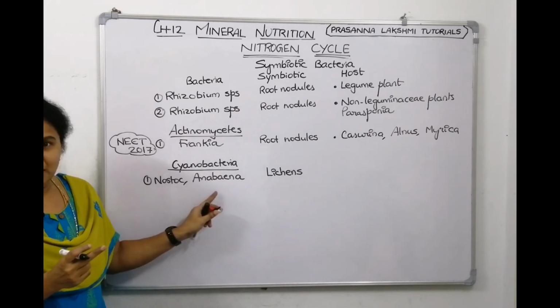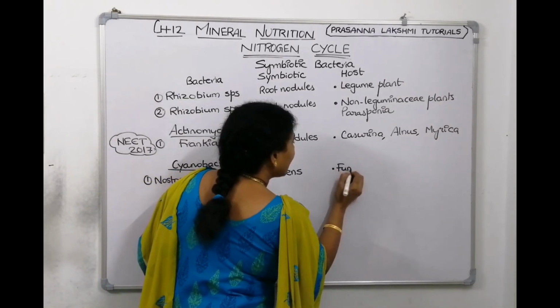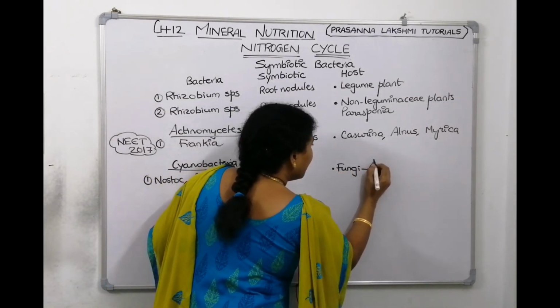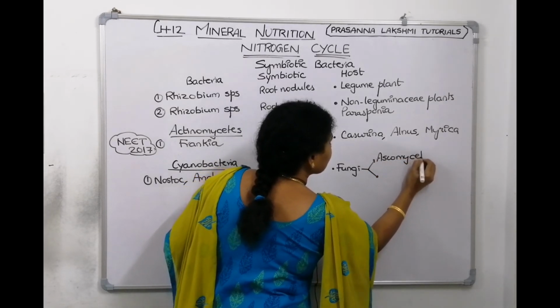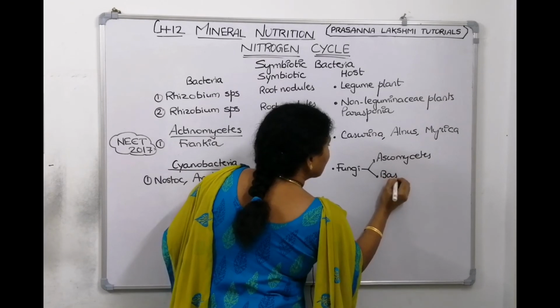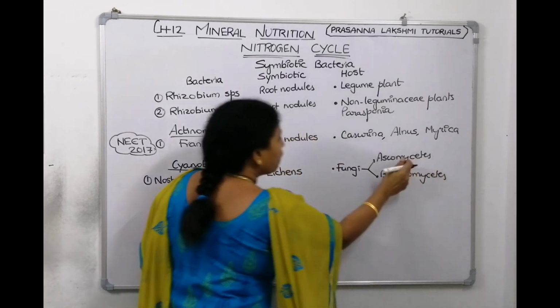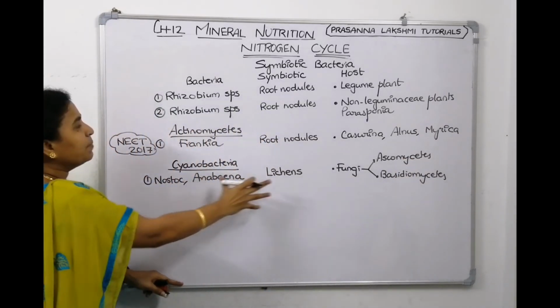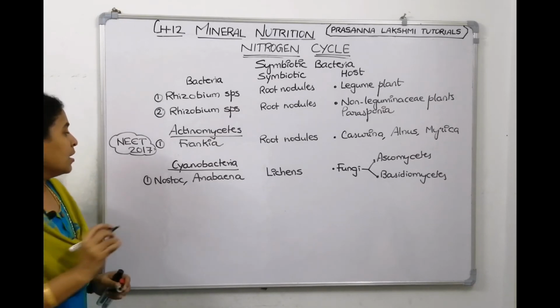This is algae, right? Blue-green algae. With which fungi? The fungi belonging to either Ascomycetes or Basidiomycetes. So fungus with algae, it makes an association called lichen association. Understood, children?